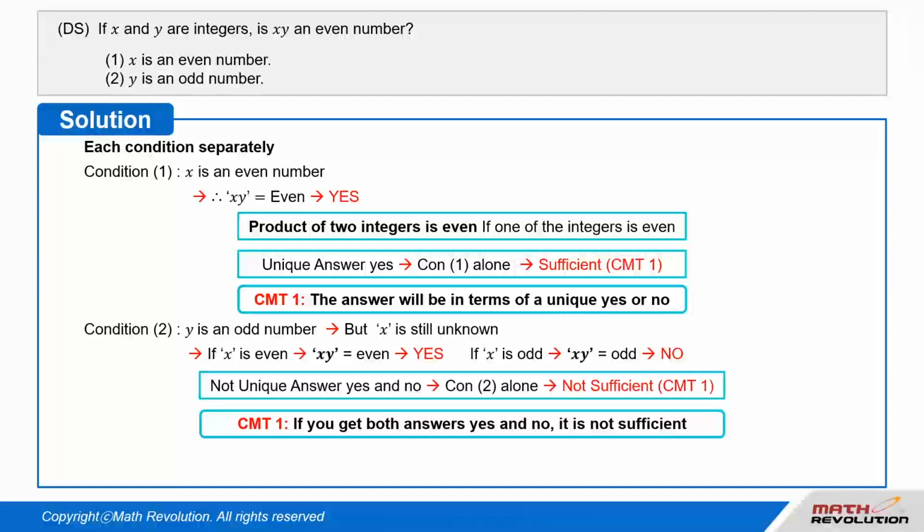Therefore, the answer is not unique, as we get both yes and no as an answer, meaning that the condition is not sufficient according to CMT1, which means that if you get both answers yes and no, it is not sufficient. If the question has both C and A as its answer, then A is the answer rather than C, by the definition of DS questions.